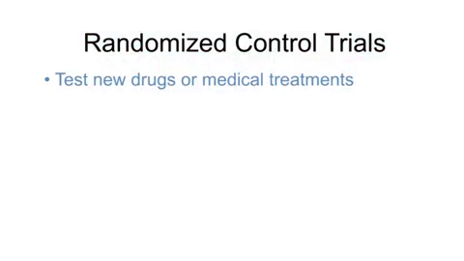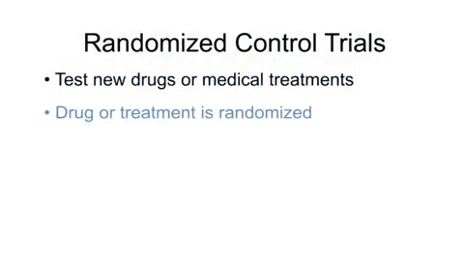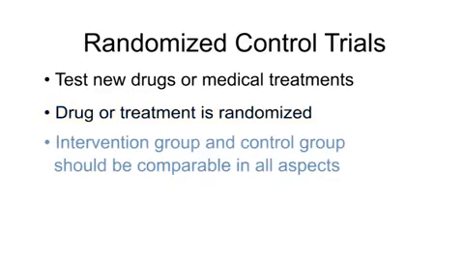Randomized controlled trials are often used to test new drugs or medical treatments. The key feature is that the drug or medical treatment is randomized. Another example of a randomized controlled trial would be a study comparing two different treatments for asthma. Subjects would be randomized to one of the two asthma treatments. Also, the intervention group and the control group should be comparable in all aspects except the intervention itself.